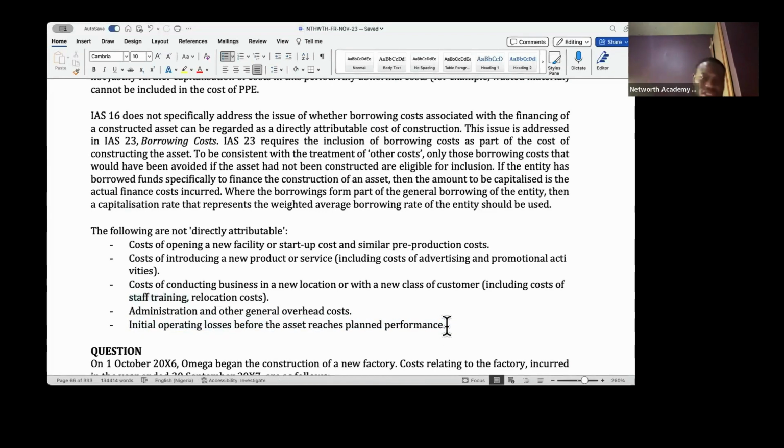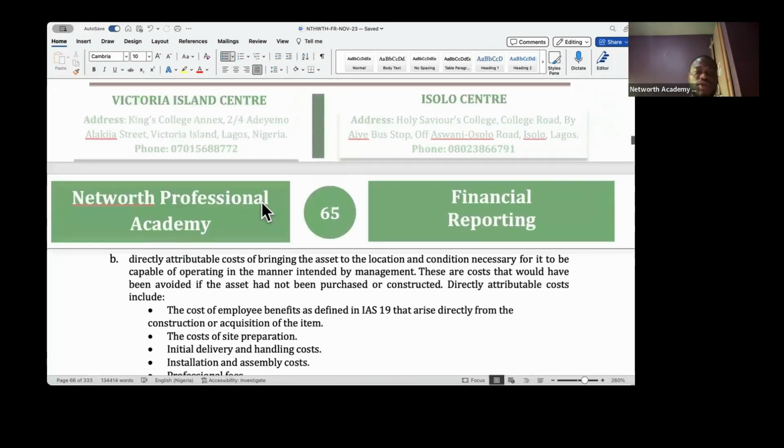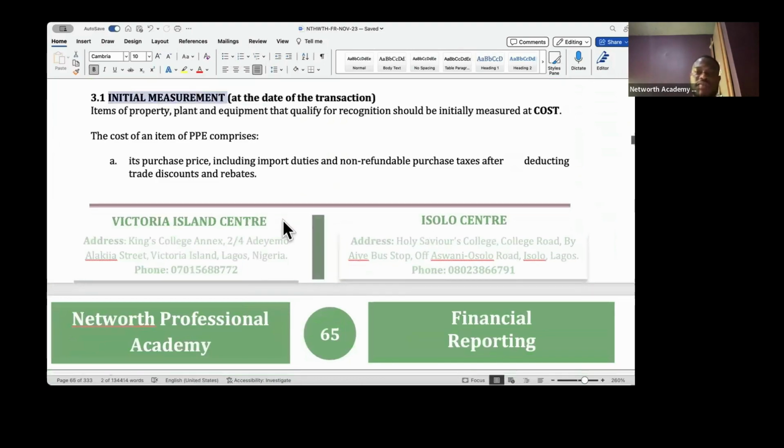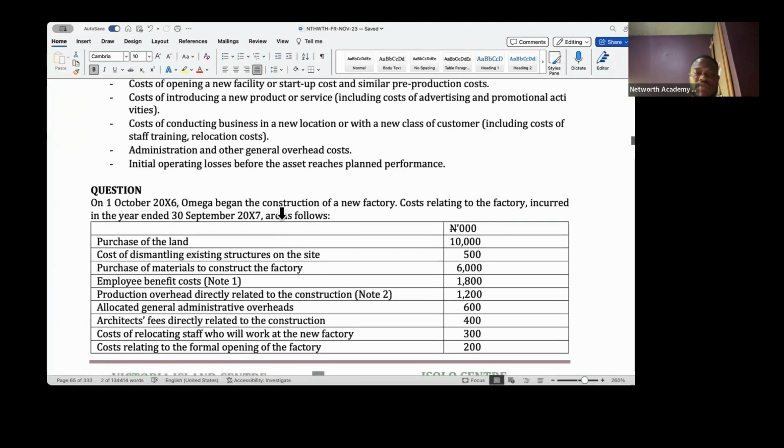So you have started using the asset, but you are incurring losses because the asset has not reached its peak level. Any initial operating losses should be expensed. They are not directly attributable. They don't get the assets ready for use. The asset is already ready. Just that for whatever reason you are incurring loss at the beginning of the use of the asset, then those ones should be expensed. So that is the initial cost of an item of PPE, and that's how you initially measure an item of PPE.